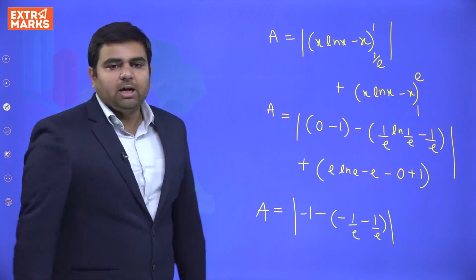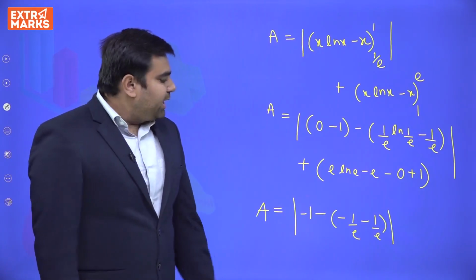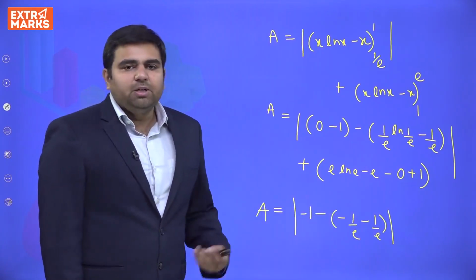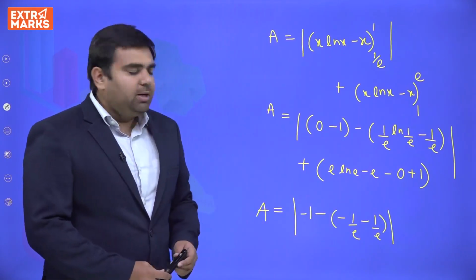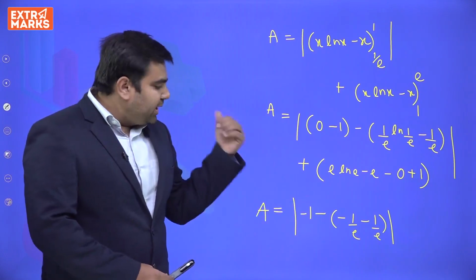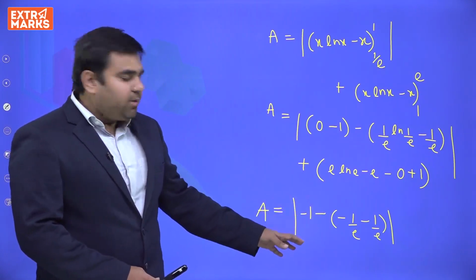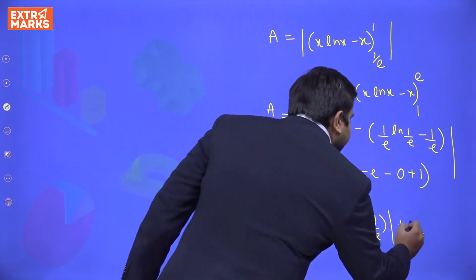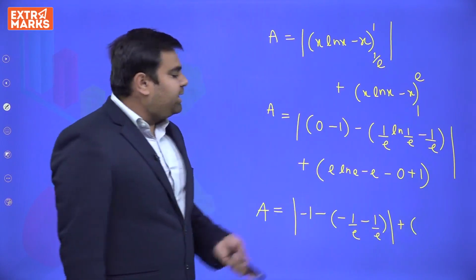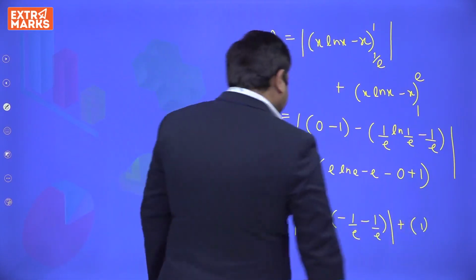So we have to be very careful with plus minus signs in area, right? Because if we cancel out this 1 by e, the answer would be different. But here we do not need to cancel out 1 by e and 1 by e. Rather they are getting added over here, right? So we have to be very careful with these plus minus signs. Plus e ln e is e, and e minus e is 0. So this portion is 1, right?